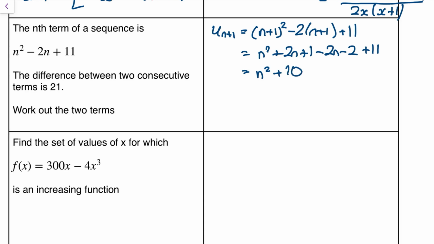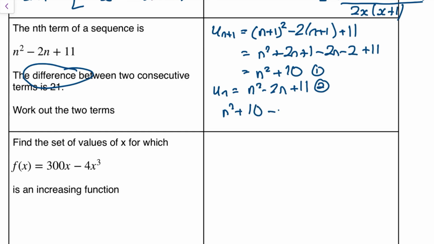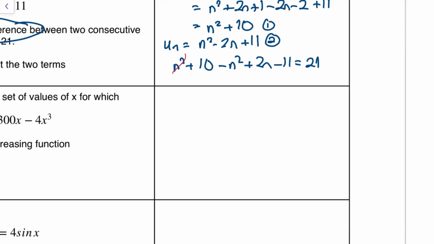Is that right? n squared plus 10? Yeah, that's okay. And then u(n) is, well, it tells me that. It's n squared minus 2n plus 11. And then I know the difference is 21. So in other words, u(n+1) minus u(n) is 21. So n squared plus 10 minus (n squared minus 2n plus 11) equals 21. The n squared cancel, and then I've got, I paused there because I thought it might cancel out, but it doesn't. 10 minus 11 is minus 1. Add 1 to both sides is 22, is 2n, which means that n is equal to 11.